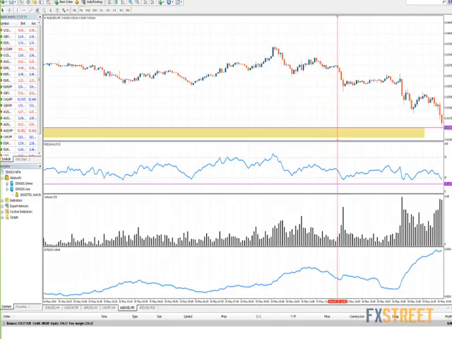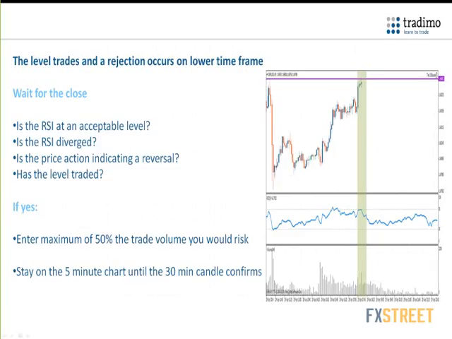We've scaled down, and now we're looking to use those to potentially preempt this move and improve our value. So we ask ourselves, is the RSI acceptable? Is the RSI diverged? Is price indicating a reversal? Has the level actually traded? Very important that the level or a very, very close area to that level trades.